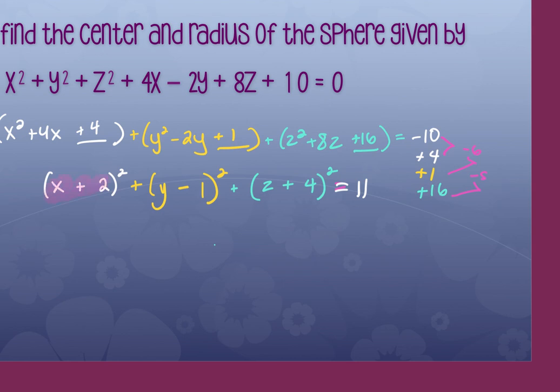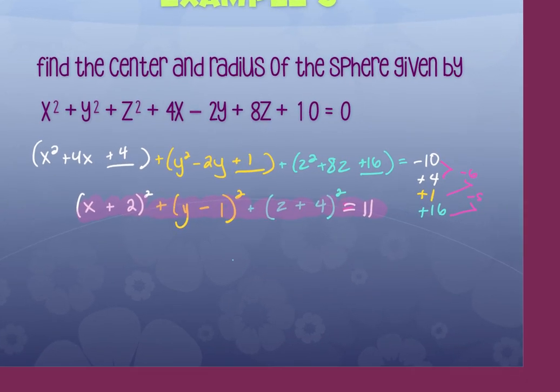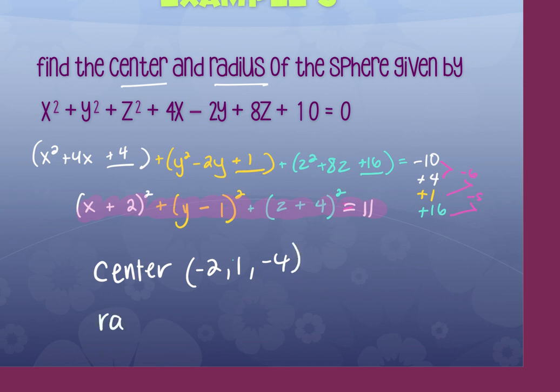So now I'm in standard form, but it asks for the center and the radius. So my center is what? (-2, 1, -4). Good. And my radius? Good. Questions?